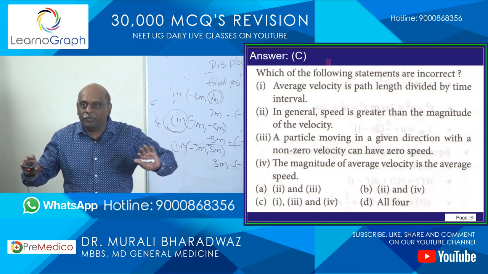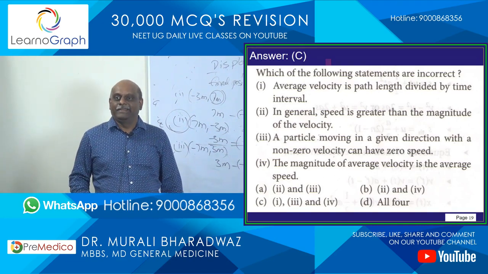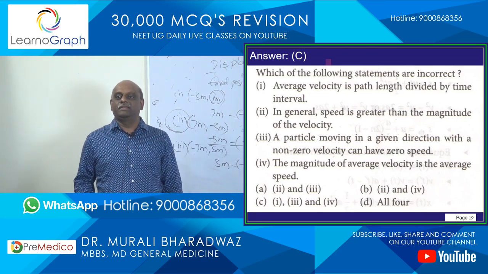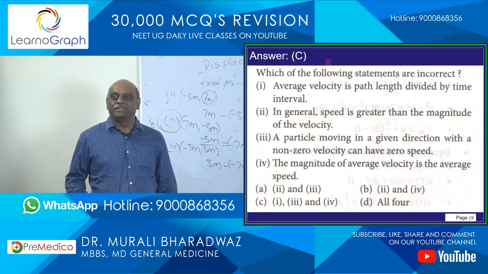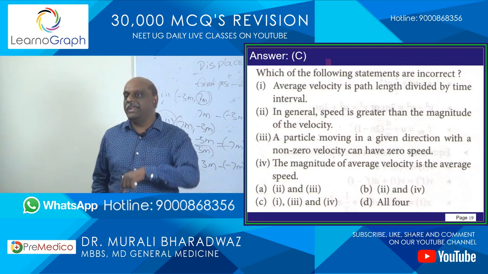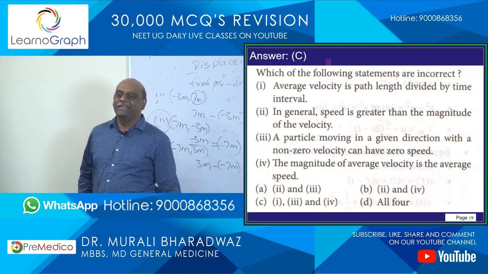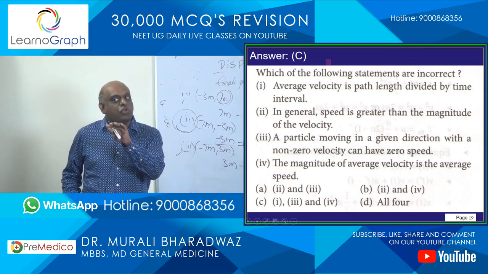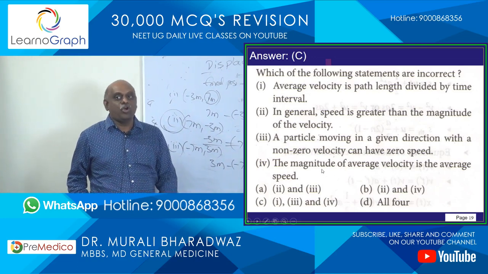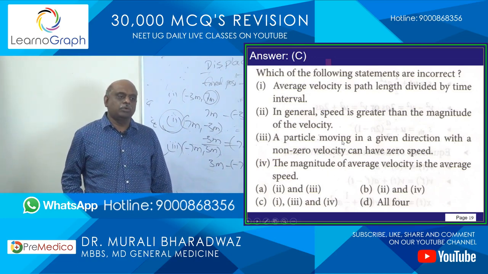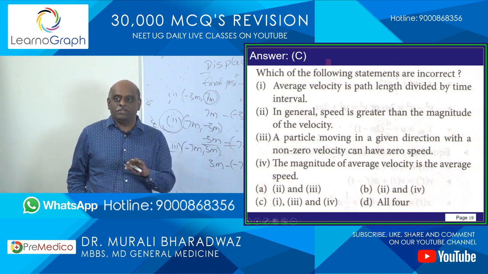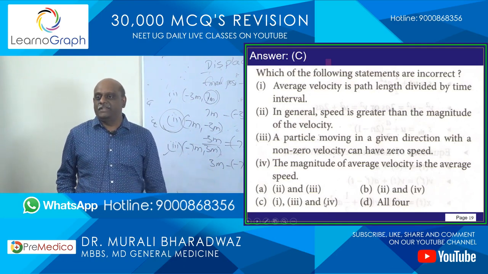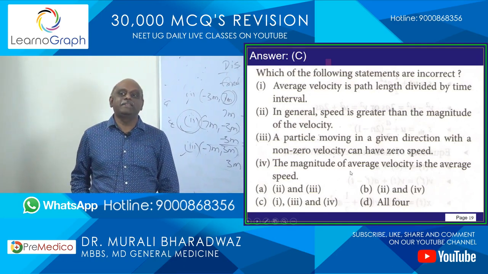A particle moving in a direction with a non-zero velocity can still have zero speed. Satya hai ya asatya hai? Ye asatya hi hota hai. Kyon? It is having a non-zero velocity. So if the velocity, what is velocity? Velocity is speed with direction. So already if velocity is not zero, how can speed be zero? So that is the reason this statement is false.